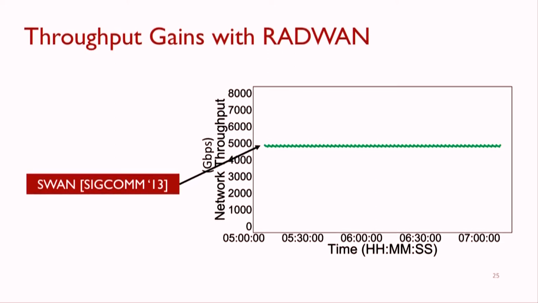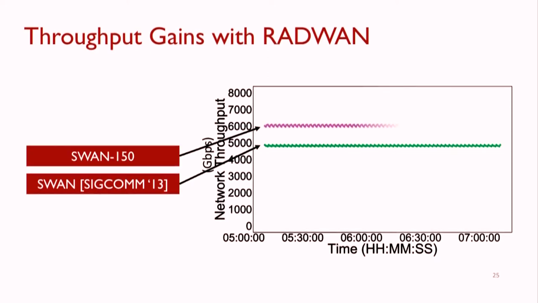You can see it's roughly around 5,000 Gbps, and you can see that there's a sawtooth pattern there, because the demand is cyclic in nature. Now, if I push the static threshold of link capacities to 150 gigs in place of 100 gigs, which basically means that now I'm operating all links in my network at 150 gigs because the signal quality is that good. What can SWAN do in that setting?